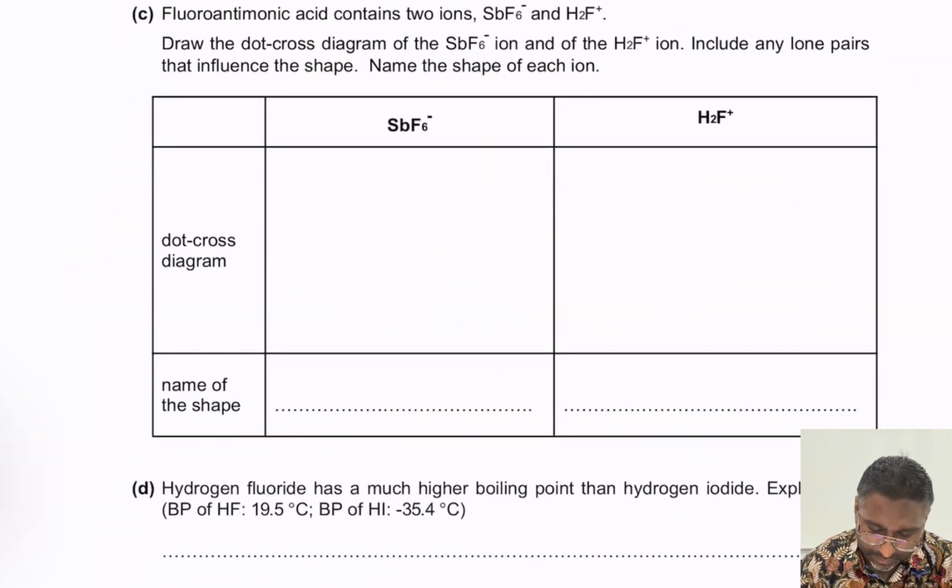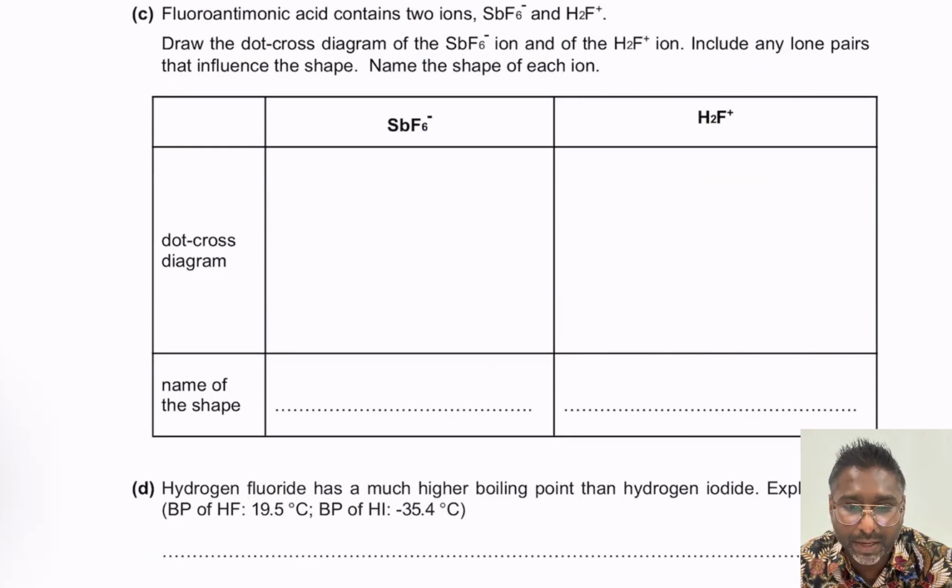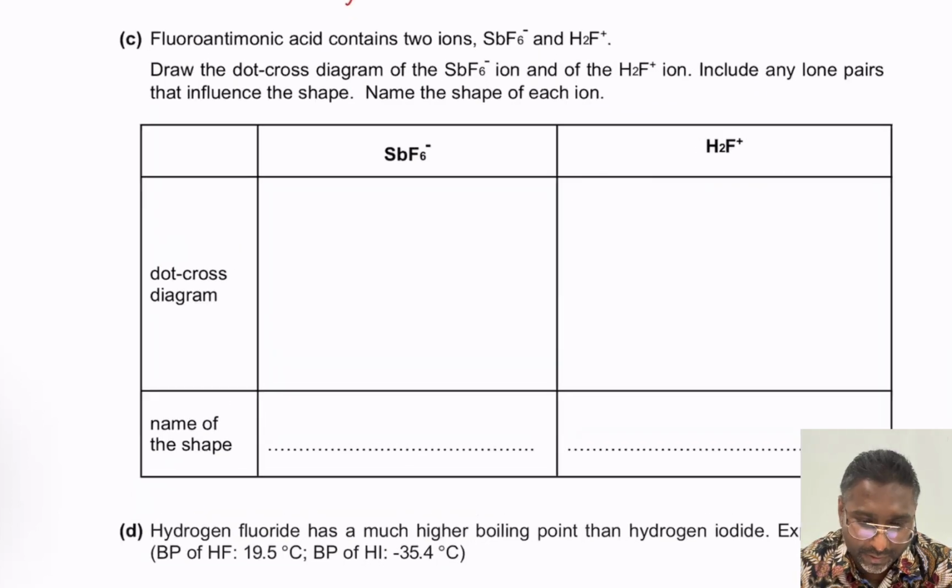This certain fluoroantimonic acid contains 2 ions, and these 2 ions are given there. Draw the dot and cross diagram for the SbF6 ion and then the H2F plus ion. Include any lone pair that influences the shape. Name the shape of each ion. So we are going to draw this.